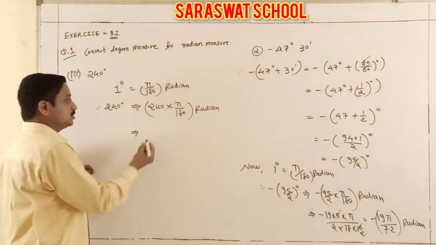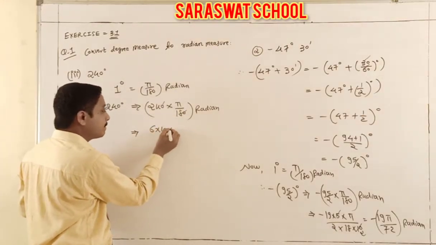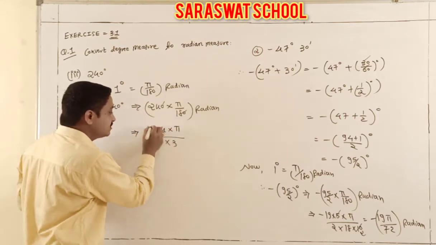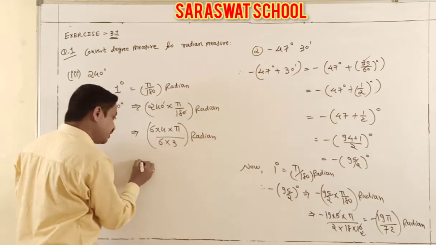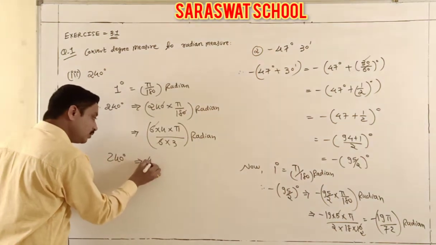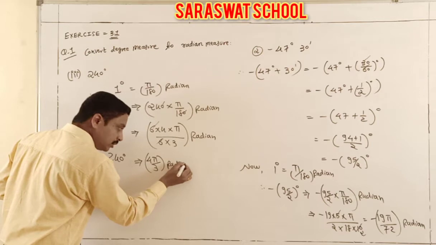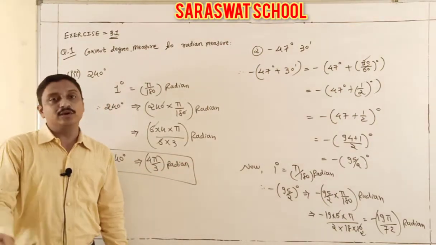Now 0 0 cancel. Here 24, 6 4s are 24, least to least forming cancellation. Yes, 6 3s are 18, radian. So easily you get the answer. 6 is cancelled. So 240 degree is 4 pi by 3 radian. And here you are ending our easy third question.